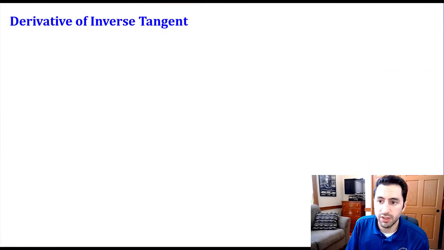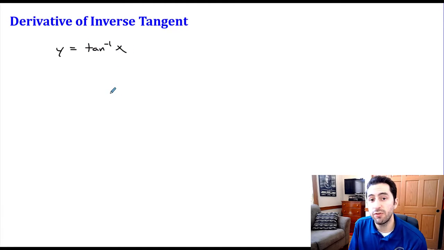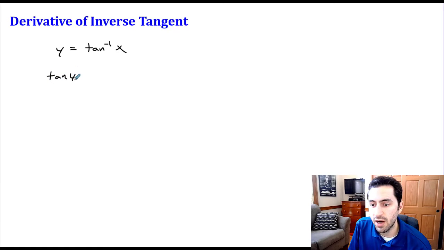So to start off with, let's say we have a function, and let's say it is y is equal to the inverse tangent of x. And we want to find the derivative of this. So to begin, if y is equal to the inverse tangent of x, that is equivalent to the tangent of y is equal to x.